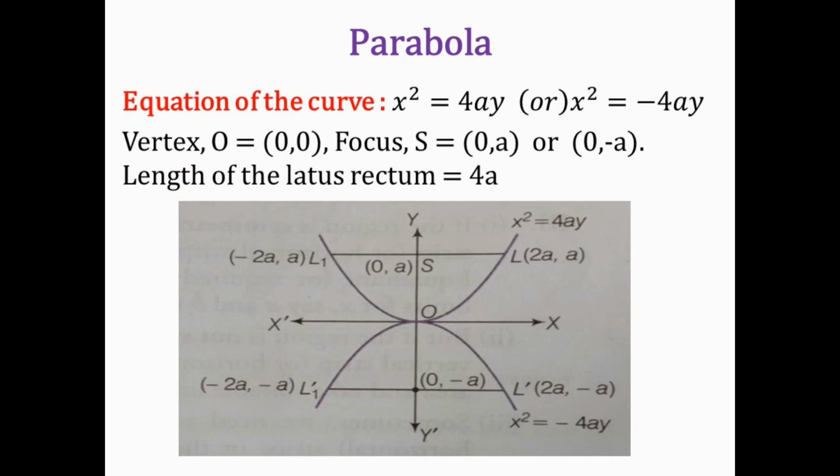Next, we have one more parabola type. What is that? When x square is equal to 4ay is given, or x square is equal to minus 4ay is given. Here it is x square, so the parabola lies on either side of x-axis, that is above the x-axis or below the x-axis. If the equation is positive, x square is equal to 4ay, the parabola lies above the x-axis. If it is negative, x square is equal to minus 4ay, it lies below the x-axis.